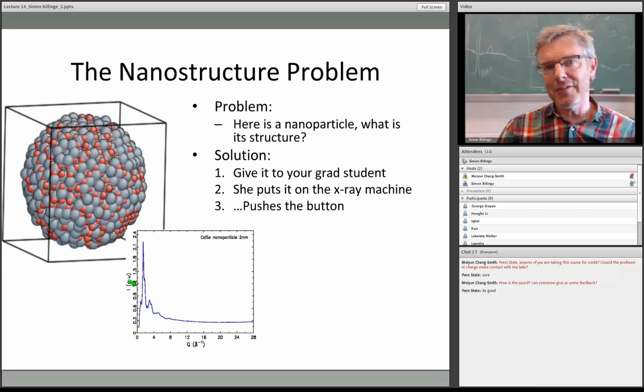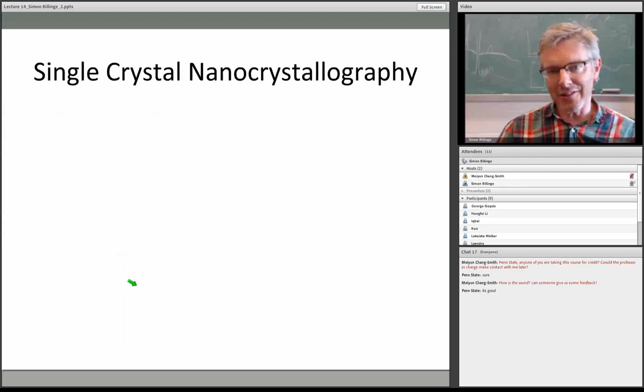So we can look at the nanostructure problem in the same way. One approach is to do single crystal nanocrystallography. This is not something that I do, but there are people around the country and around the world doing this very successfully: John Spence at Arizona State, John Miao at UCLA, and Jim Zhou at Illinois. A number of very great people, and there are many others.